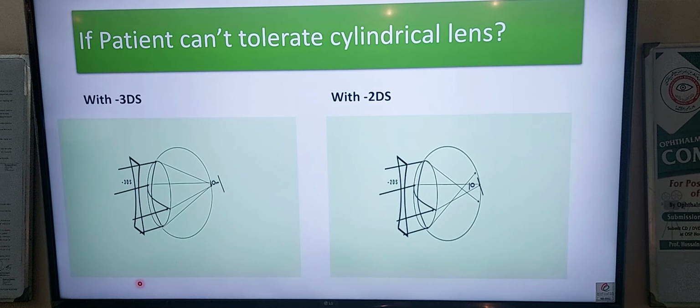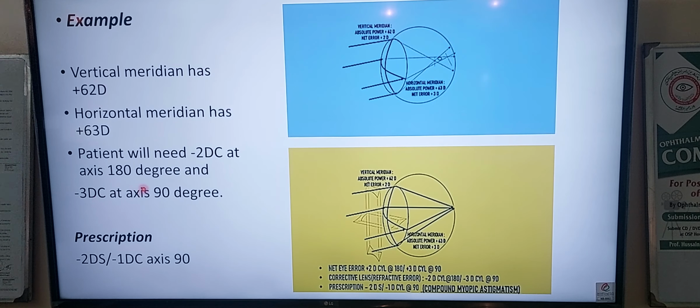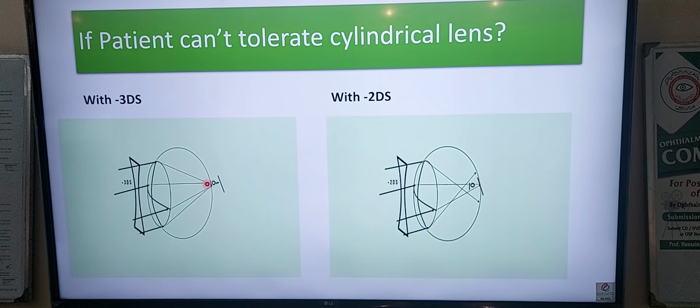What if the patient can't tolerate a cylindrical lens? In the previous example, we said that the patient will need minus 3 diopter power and minus 2 diopter power in different meridians. But if we prescribe it only in the form of a sphere, with a minus 3 diopter sphere, only the proximal focal line will get focused on the retina. And with a minus 2 diopter sphere, only the distal focal line will get focused on the retina and the patient will still see blur. So that's why we calculate the spherical equivalent.